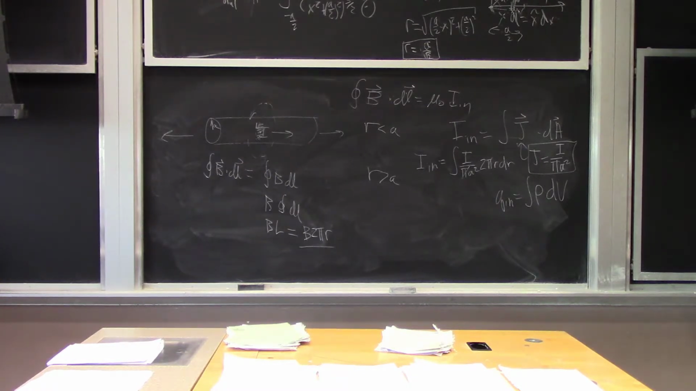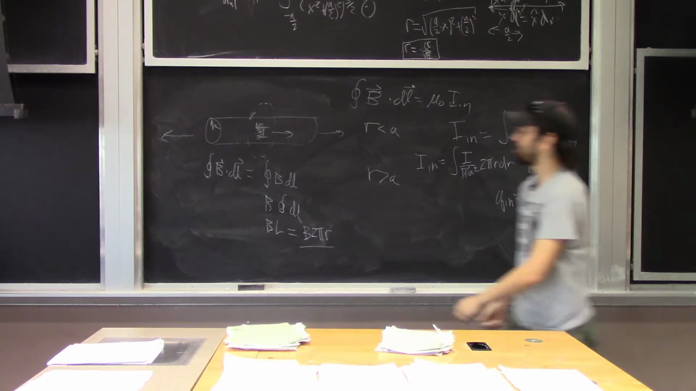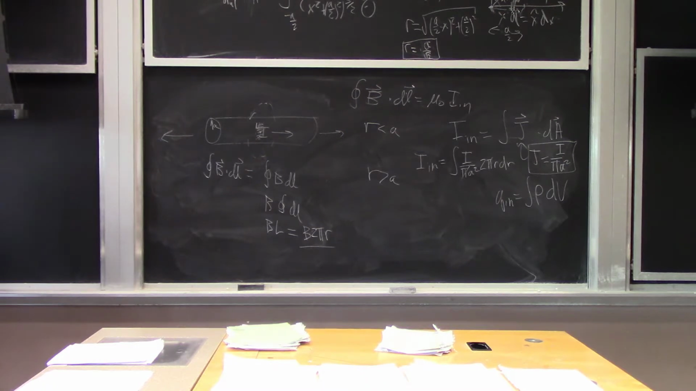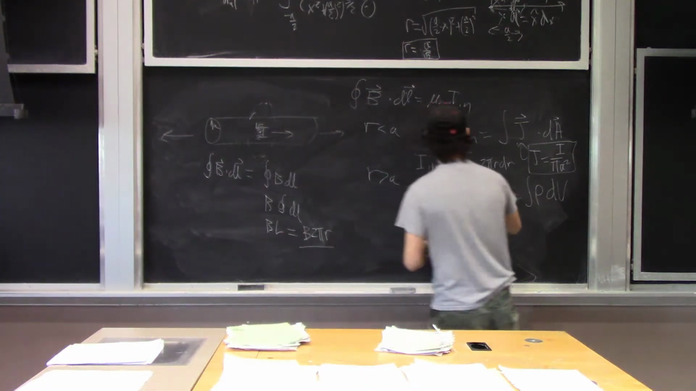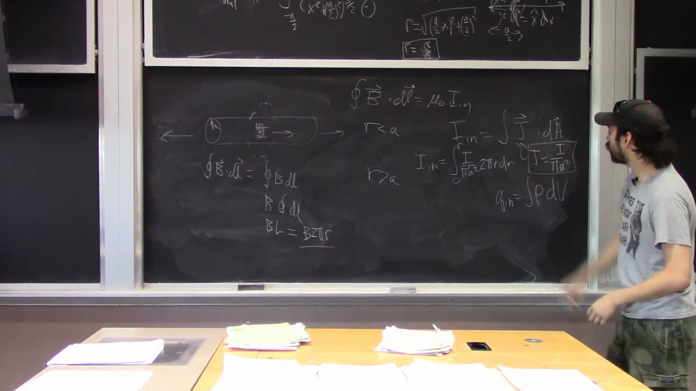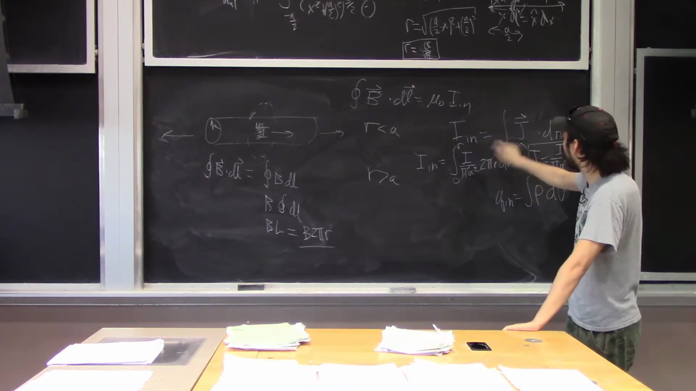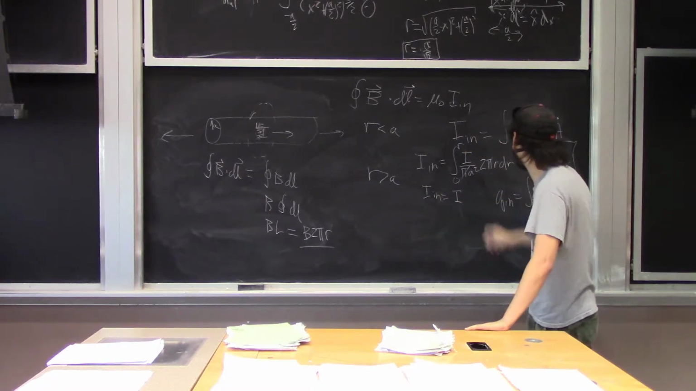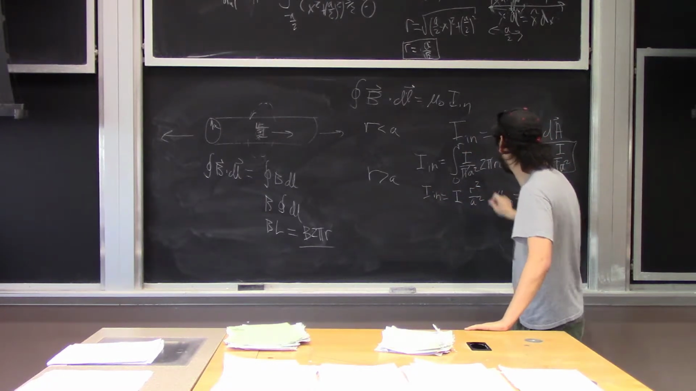When I think about the area that this current is going through for r is less than a, where does that start and where does it end? 0 to r. Good. So this goes from 0 to r. And so when I do this integral, I'm going to cancel this factor of 2, and what I see is I_in is going to be equal to pi r squared divided by a squared.